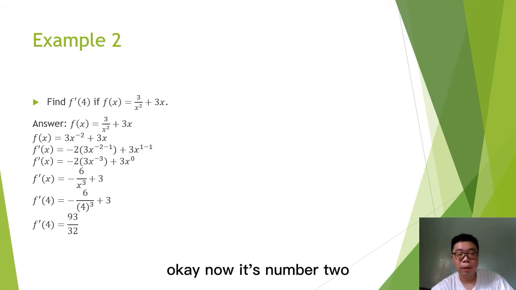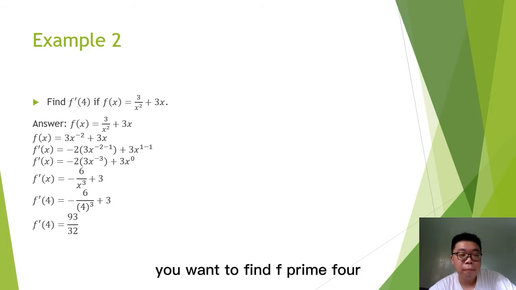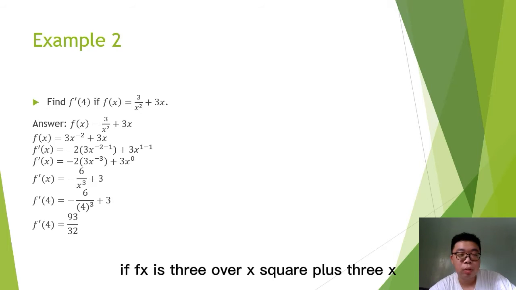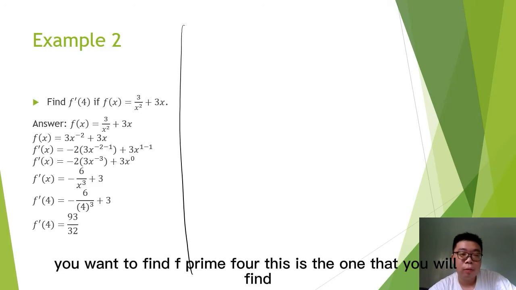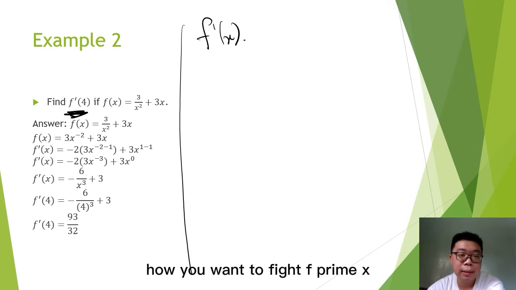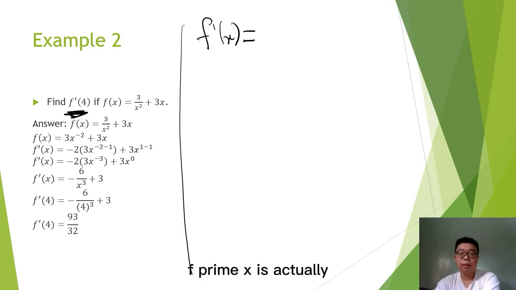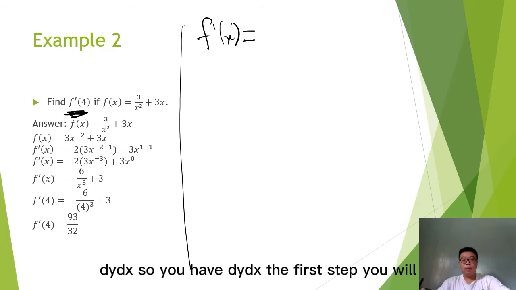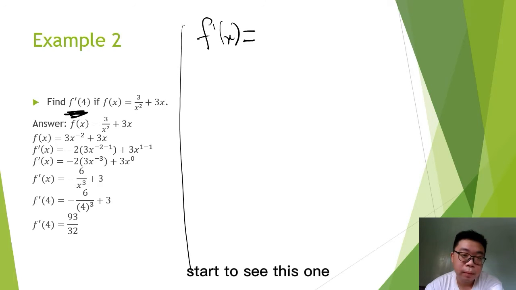Okay, now example 2. You want to find f prime 4 if f(x) is 3 over x squared plus 3x. So the first step, you want to find f prime 4. This is the one that you want to find. But before you find f prime 4, you must find f prime x. How do you find f prime x? f prime x is surely dy/dx. So you have dy/dx.